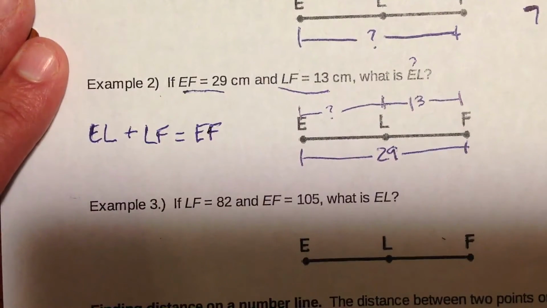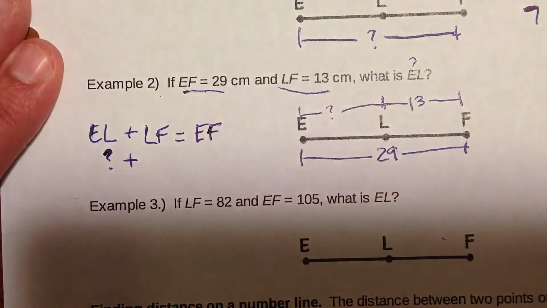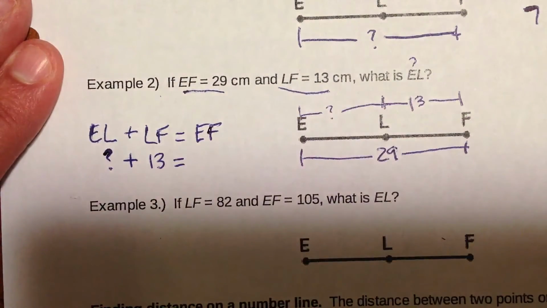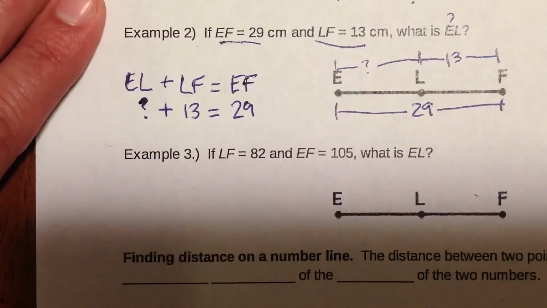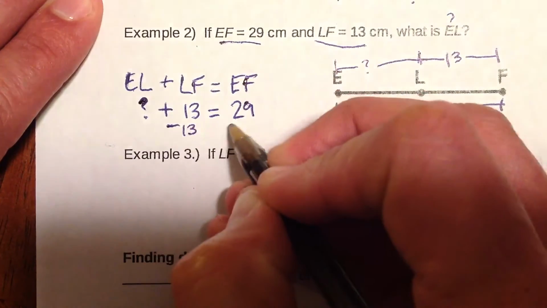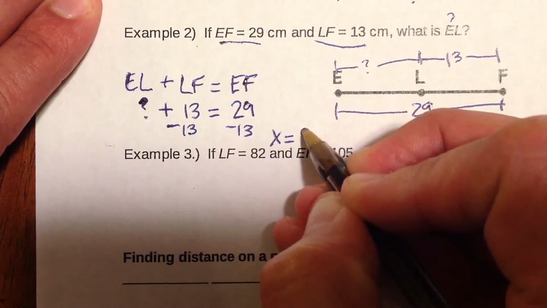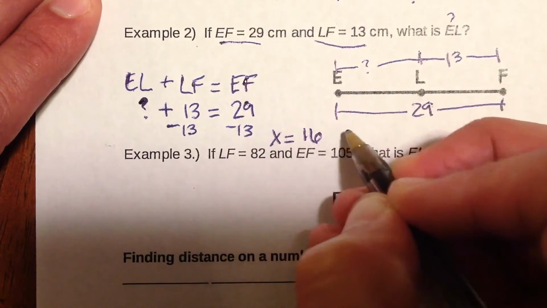Let's substitute in what we know. EL, we don't know. LF is 13. And the entire EF segment is 29. So, in order to undo addition, I subtract 29 minus 13. The answer, EL, equals 16.